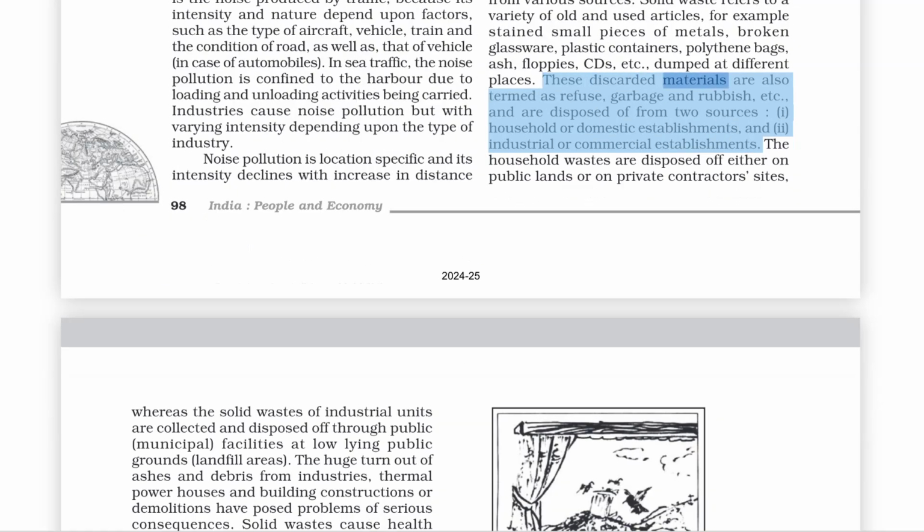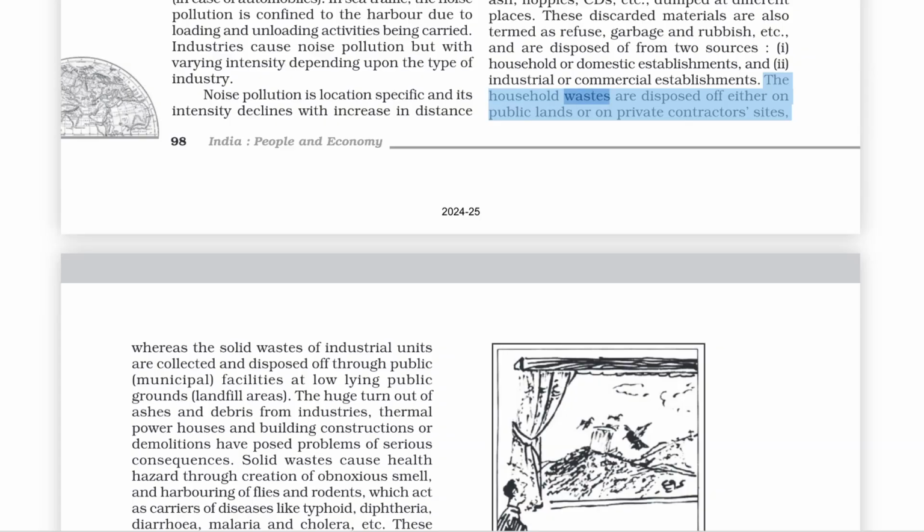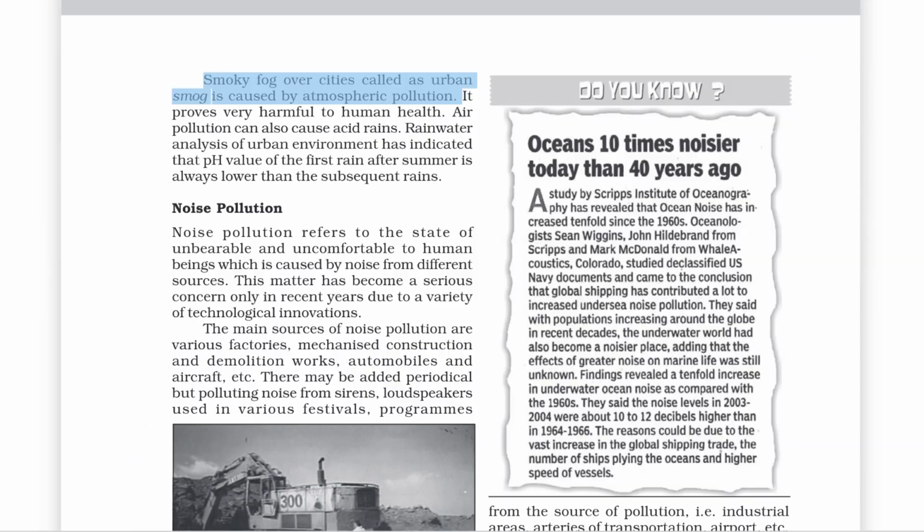These discarded materials are also termed as refuse, garbage and rubbish, etc., and are disposed of from two sources: 1, household or domestic establishments, and 2, industrial or commercial establishments. The household wastes are disposed off either on public lands or on private contractor sites. Smoky fog over cities, called urban smog, is caused by atmospheric pollution.